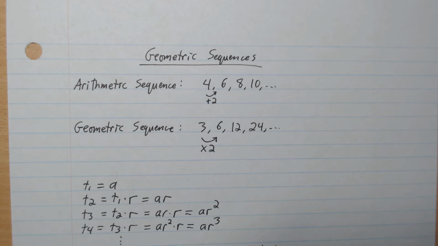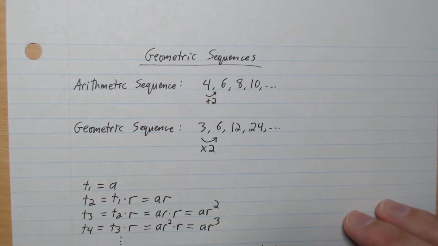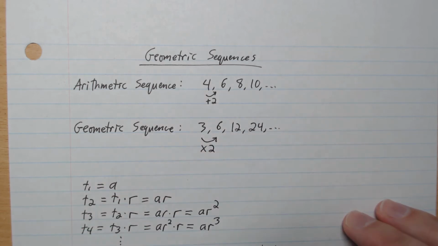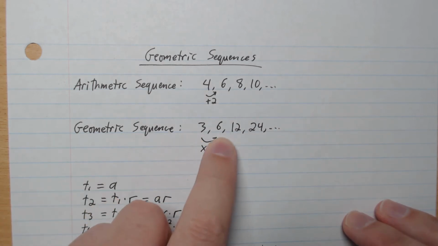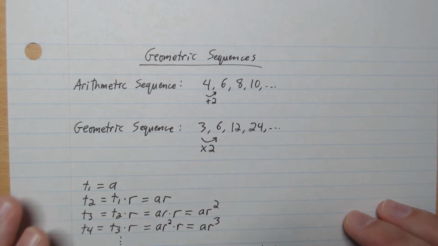Hey everyone, welcome back. Today we're going to look at geometric sequences. So an arithmetic sequence is where we have 4, for example, and then we go plus 2, plus 2, plus 2, etc. In a geometric sequence, we're doing times 2. So 3 times 2 is 6, 6 times 2 is 12, 12 times 2 is 24, like that.